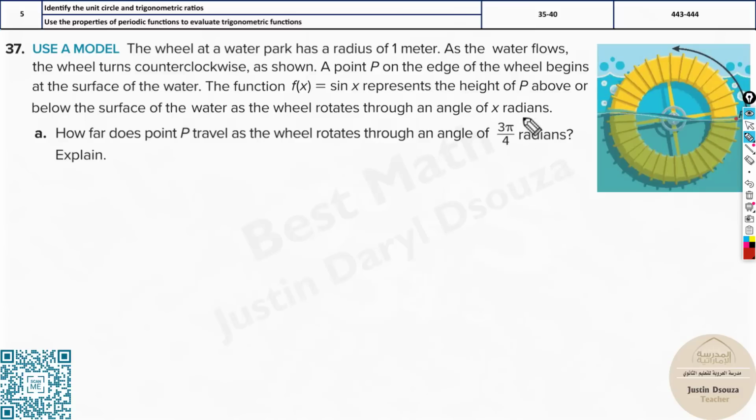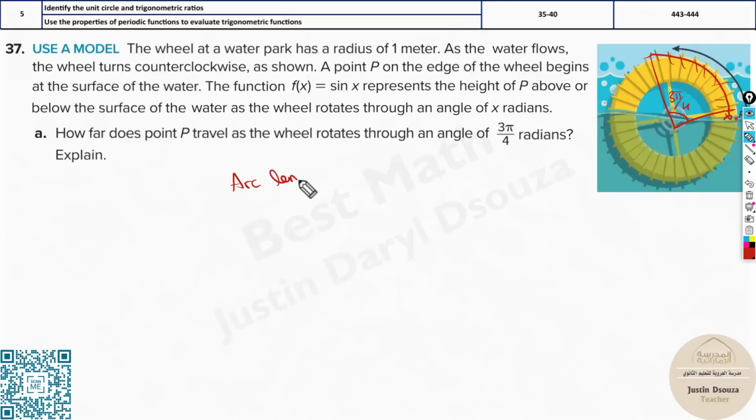Okay, now this is given in radians. Now basically what they want is, what is the length of this from here? How much is it traveling if there is an angle, say, imagine this is the angle theta is 3 pi by 4? How much is this length? That is found by arc length, right?